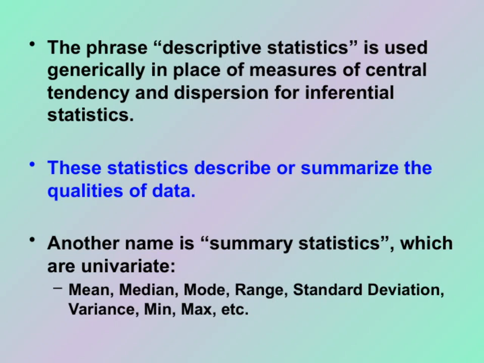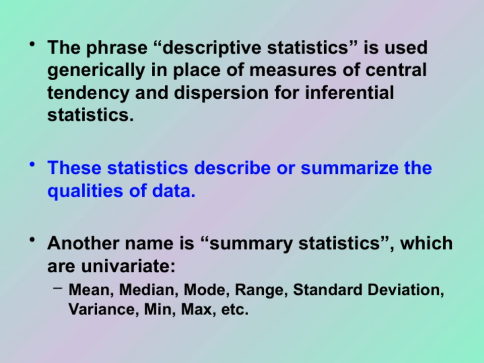When we talk about descriptive statistics, we're referring to a broad term that often gets used interchangeably with measures of central tendency and dispersion, especially in the context of inferential statistics. Essentially, these statistics help us describe or summarize the key qualities of our data set. They give us a snapshot of what the data looks like without making predictions or generalizations beyond what we've observed.